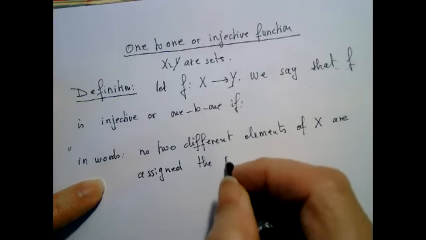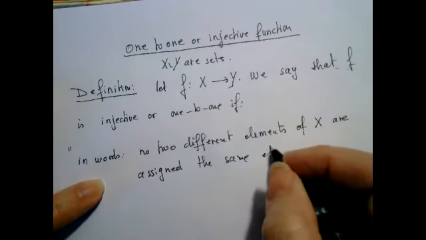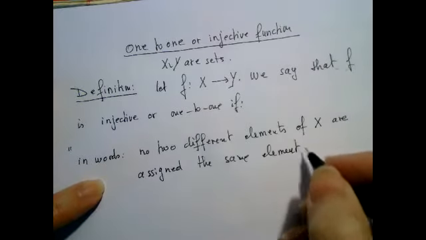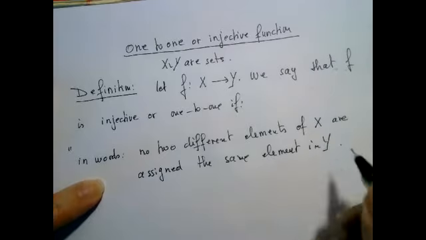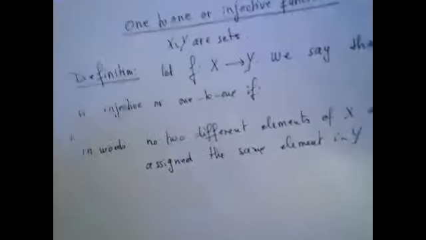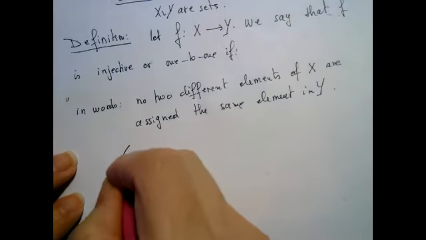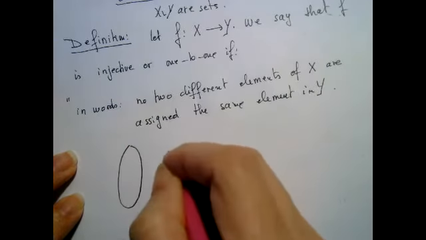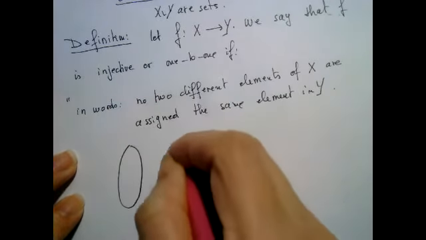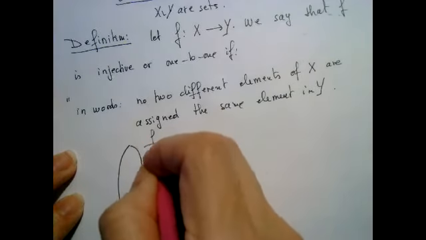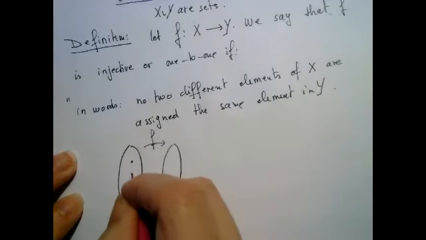Assigned the same element in Y. So picture-wise, and then the workable definition that we're going to use to prove 1-to-1. So picture-wise, what is the picture for 1-to-1? So that's my F, and that has a bunch of inputs in here.